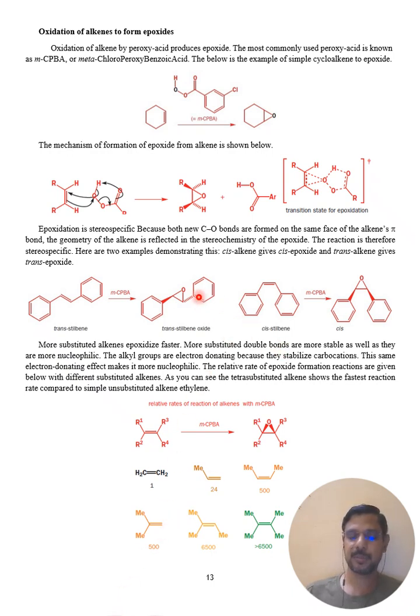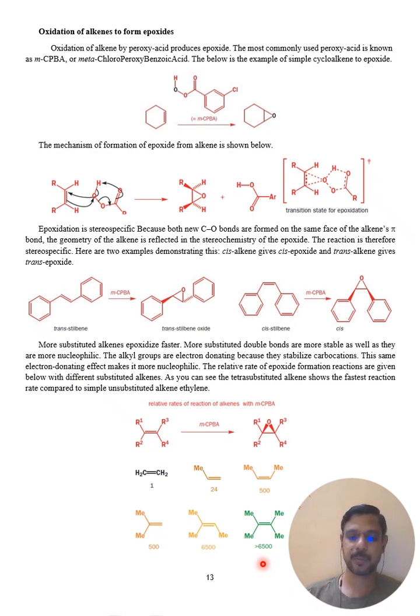And this formation of the epoxide depends on the electron density of the alkene. For example, if you have only one double bond, the reaction will go at a relative rate. If you have only an alkene, let's consider that the reaction rate is 1. But if you have one extra methyl substitution, the reaction rate increases. If you have 2 methyl substitutions, the rate increases like 500 times, right? Now if you have 3 and 4 substitutions, the reaction rate goes very fast.